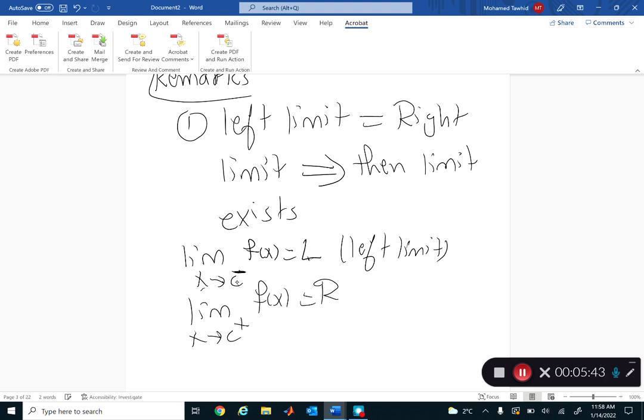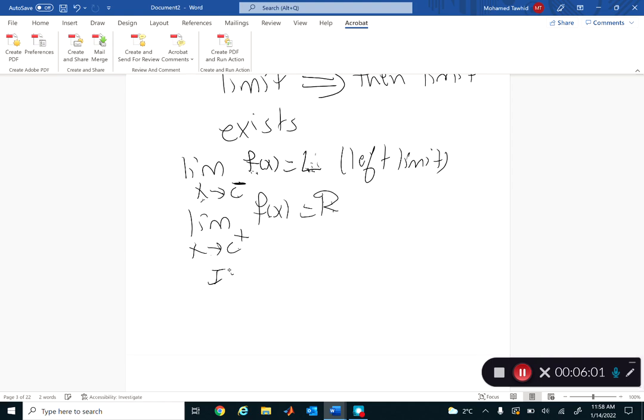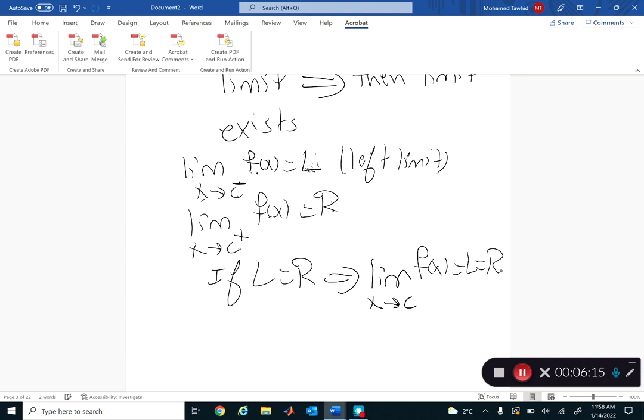So when x is close to c from the left, before c, very close to c, you get the number L, which means your f is close to L. When x is close to c from the right, your f is close to another number, call it R. If it turns out L equals R, then the limit, x close to c from either left or right, your f of x will be either L or R because they are the same. That is case number 1.